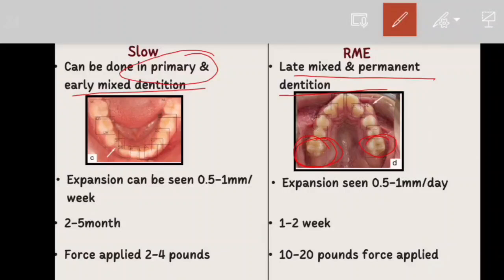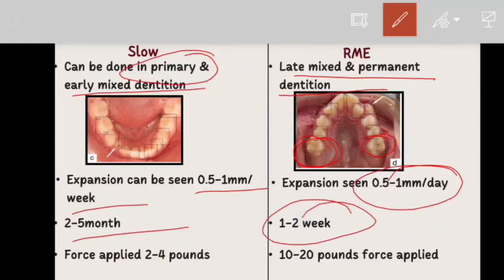Now in slow maxillary expansion, the expansion is 0.5 to 1 mm per week. Okay. And in rapid maxillary expansion, the expansion is 0.5 to 1 mm per day. The time taken in slow expansion is 2 to 5 months, whereas in rapid maxillary expansion the time is 1 to 2 weeks. The force in slow expansion is 2 to 4 pounds, whereas in rapid maxillary expansion 10 to 20 pounds of force is applied.